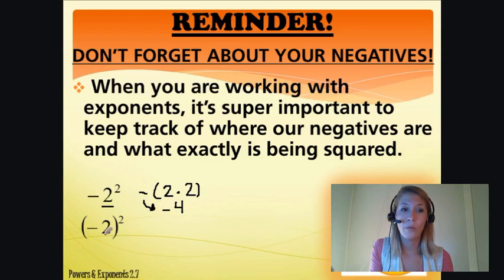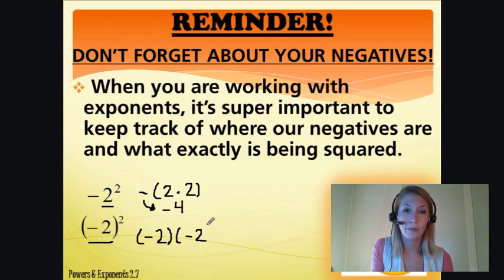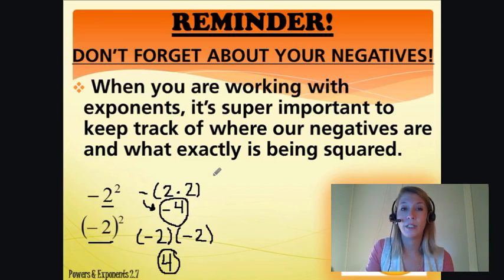While when we have negative 2 inside the parentheses, this is our entire base. So we are factoring negative 2 2 times. And I know that when I have two values with the same symbol, in this case two negative values, when we multiply them together it equals a positive number. See the difference in the two? So it's very important to make sure that you're keeping track of your negatives.